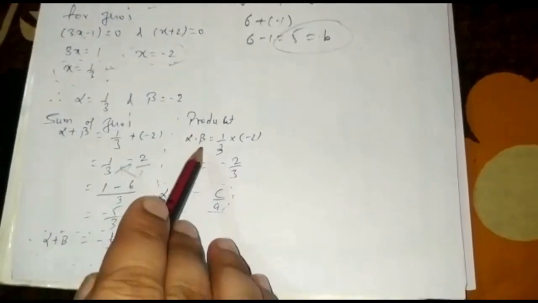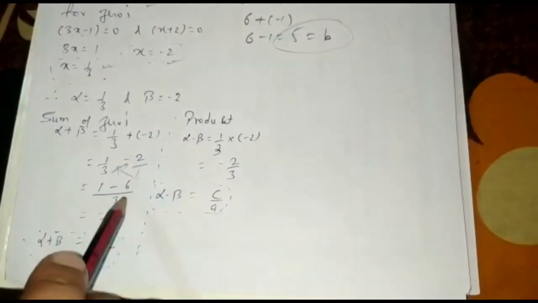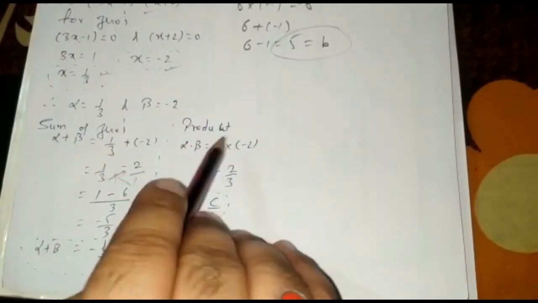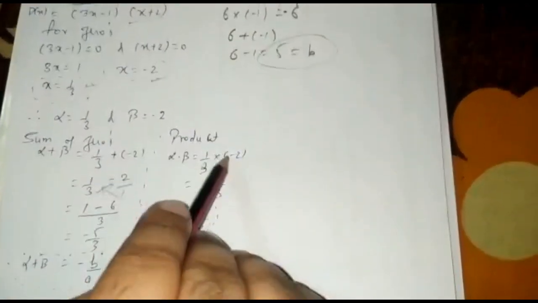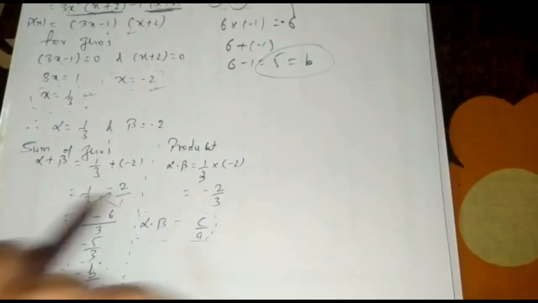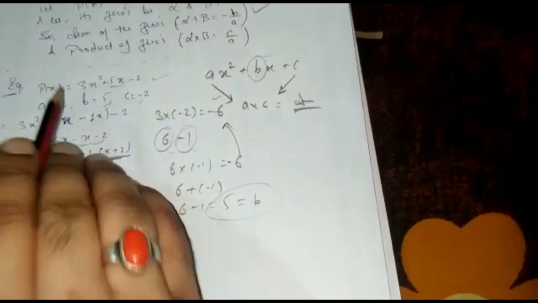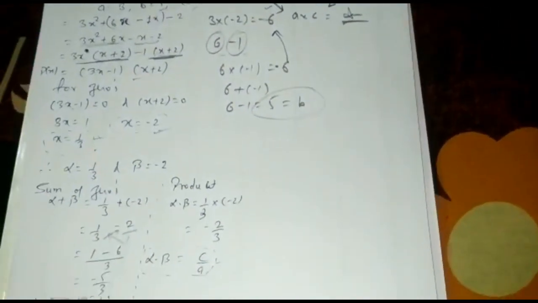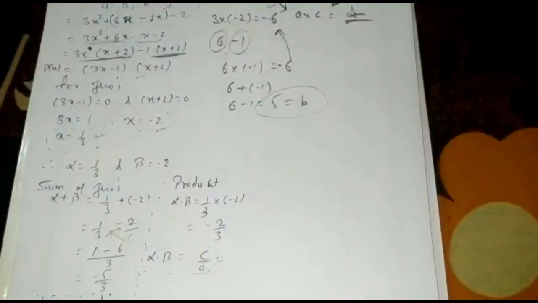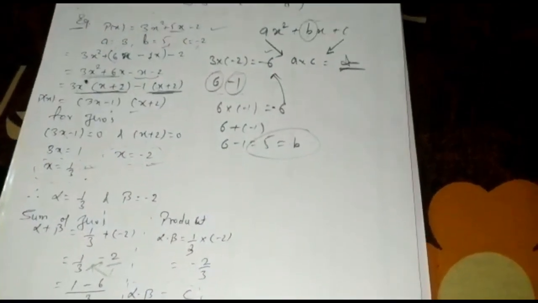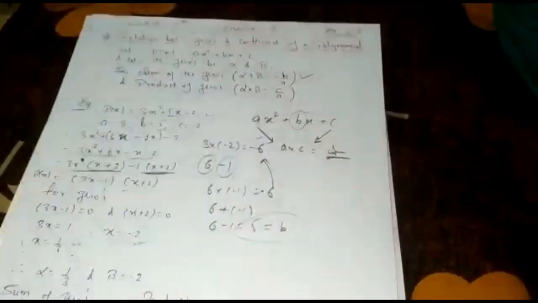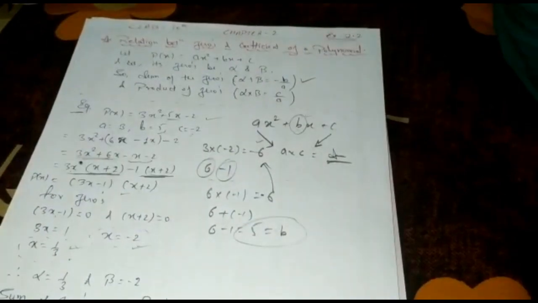And when we have to find out the product, that is alpha into beta, that will be equal to 1 by 3 into minus 2, that will be equal to minus 2 by 3, and alpha into beta will be equal to c by a, that means minus 2 by 3. So that will be equal to c by a. With the help of this procedure, we will be able to find out the relation between zeros and coefficient of a polynomial.